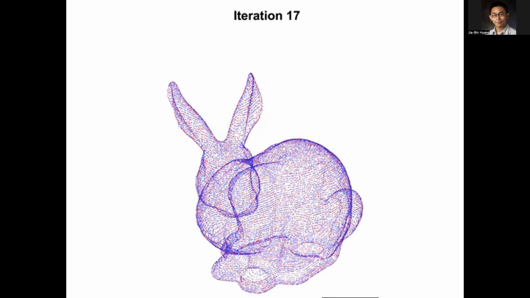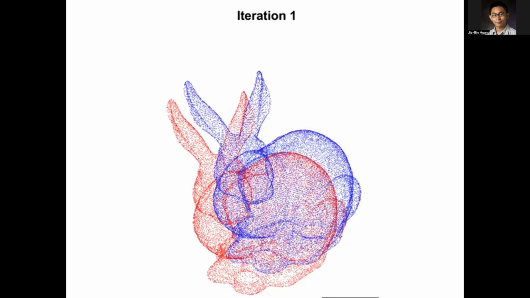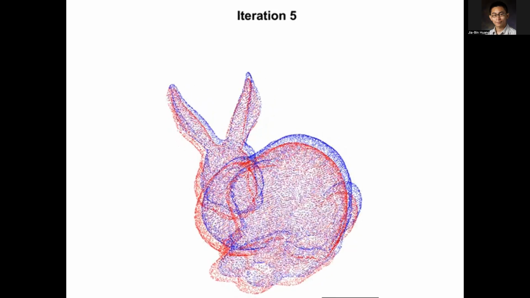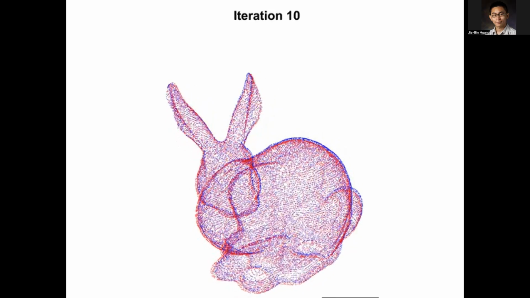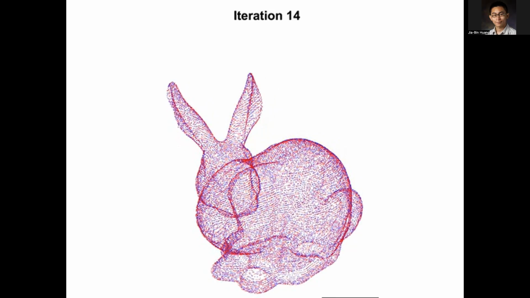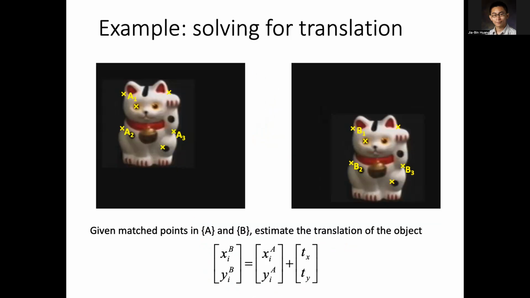Okay, so let's see one example about solving a very simple translation problem through fitting. Let's see what type of method we can use. Imagine I have two images. The point of trying to solve the transformation is that I can use this to detect an object, a face, or a car in the image. So obviously it has a lot of applications.